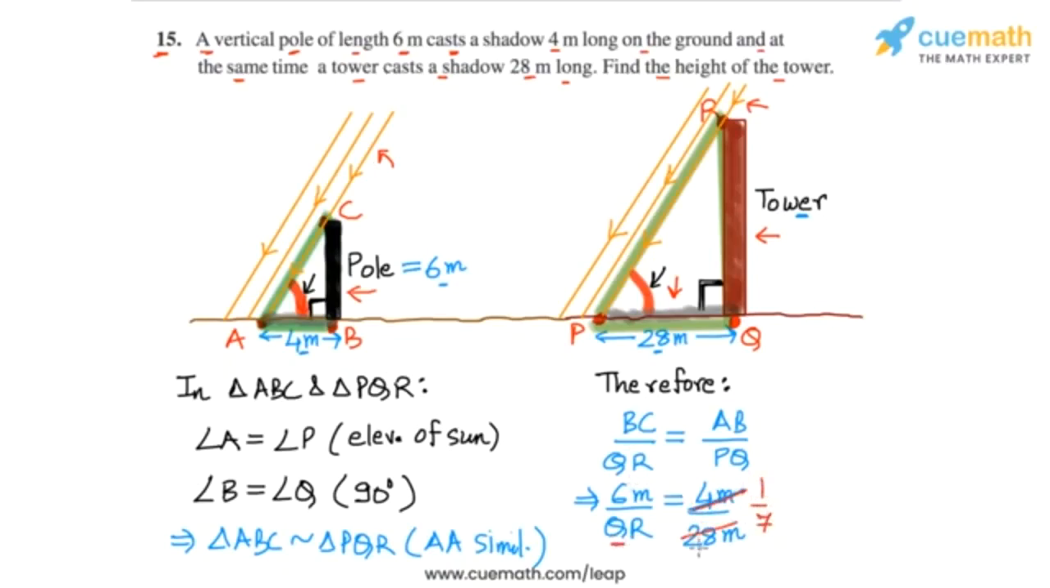So if we cross multiply now, we will get the value of QR. So QR will be 7 into 6 if we take it to the left side. So 7 into 6 or 42 meters. So the length of QR, or basically the height of the tower, is 42 meters. This is what we had to find. So this is the answer for question 15.